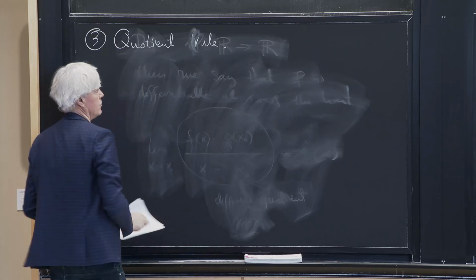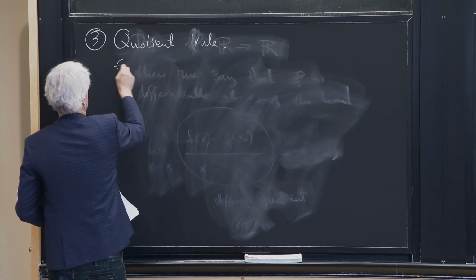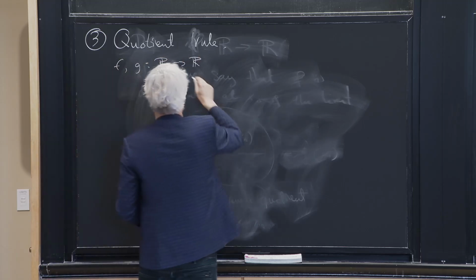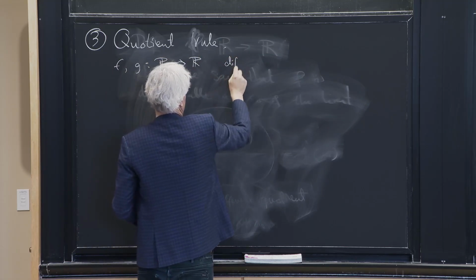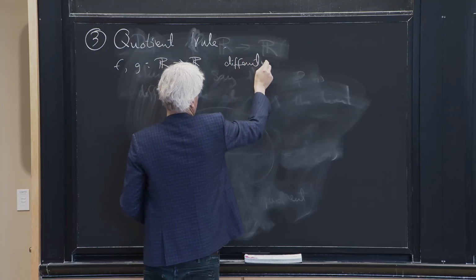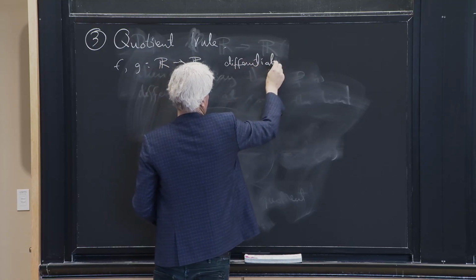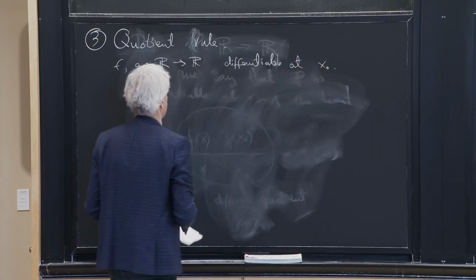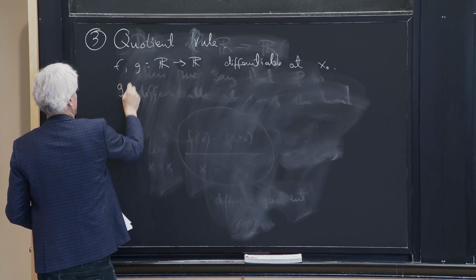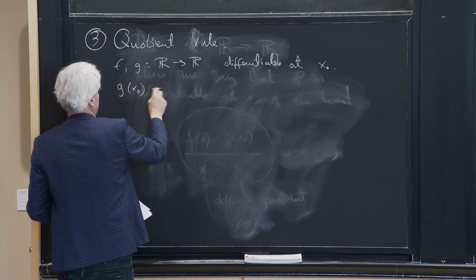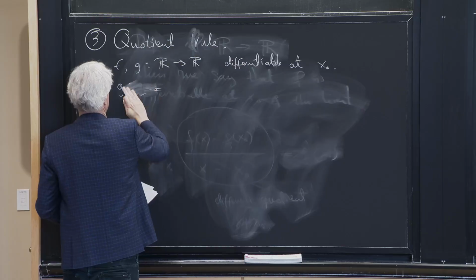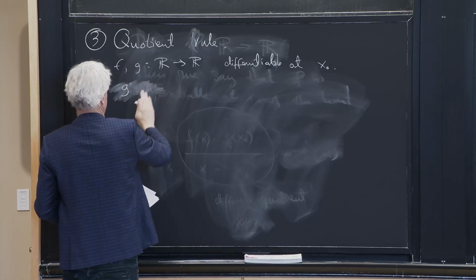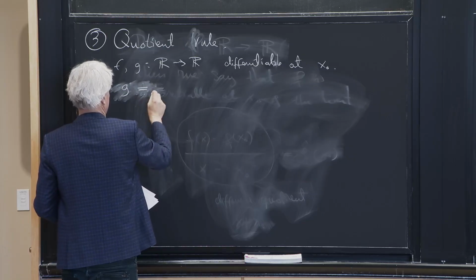And so again, you have these two functions, f and g, and they are differentiable at x0. And I'm also assuming that g at x0 is not equal to 0. Let's just assume that g is never 0, that it is different from 0 everywhere.